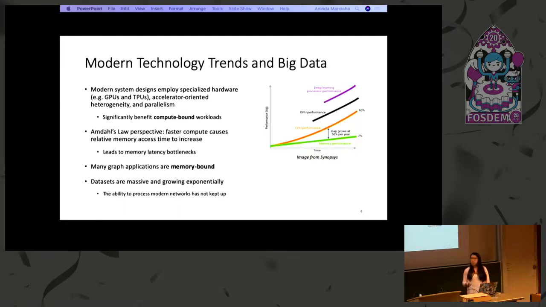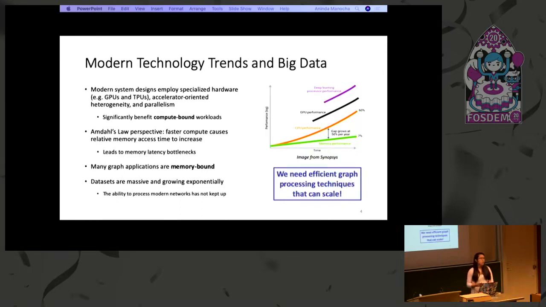Unfortunately, many graph applications are memory bound. And furthermore, these graph applications need to process data sets that are massive and continuing to grow exponentially. Like the Twitter network contains millions of nodes. And the ability to process these networks hasn't kept up. So we need efficient graph processing techniques that can keep up with our modern data sets.